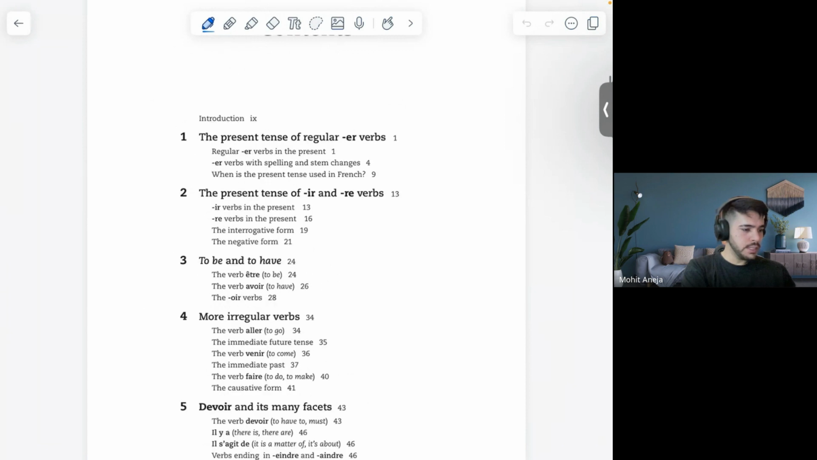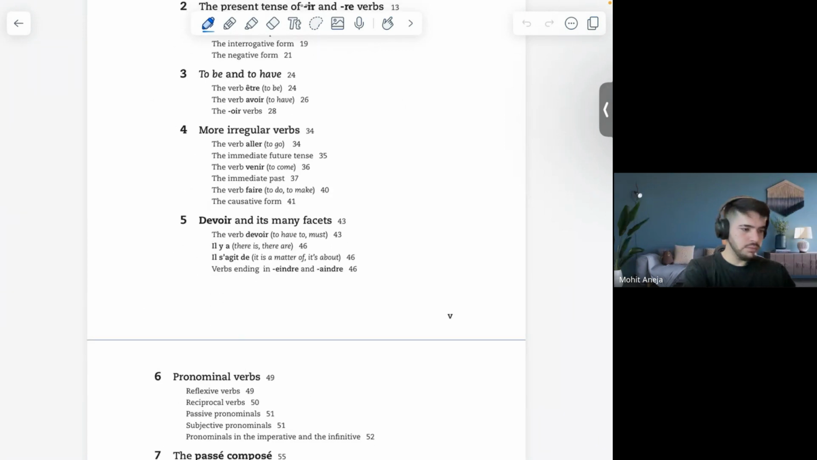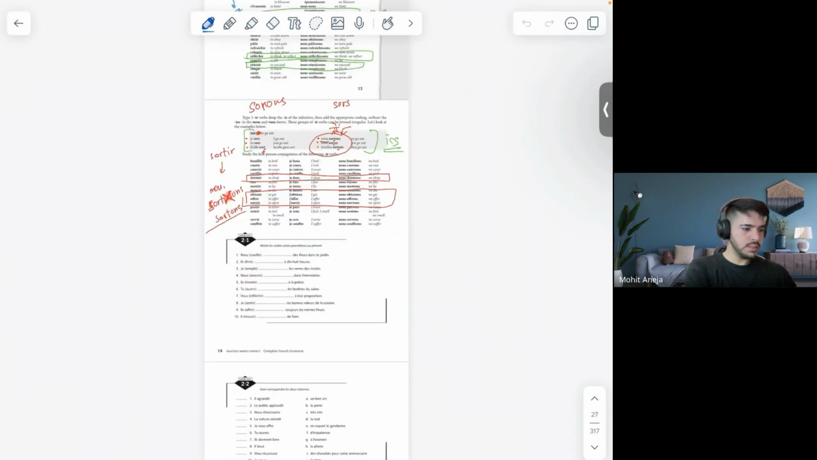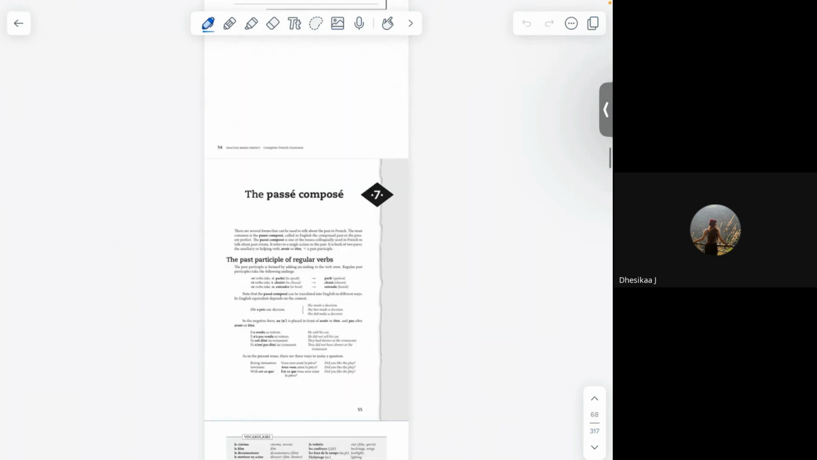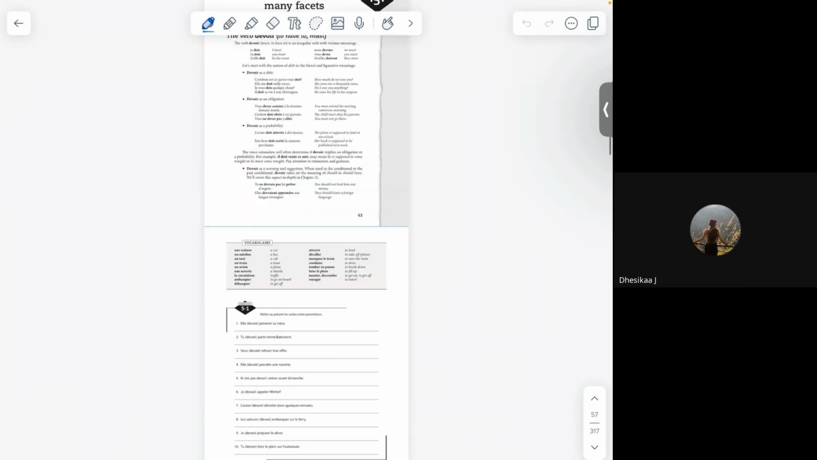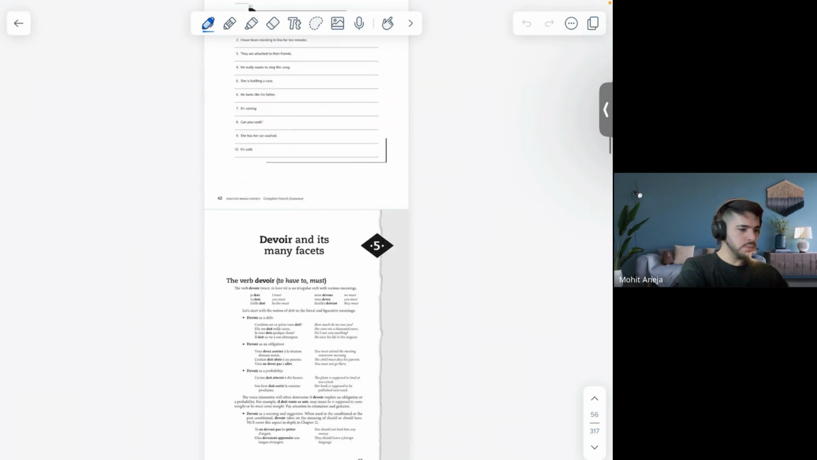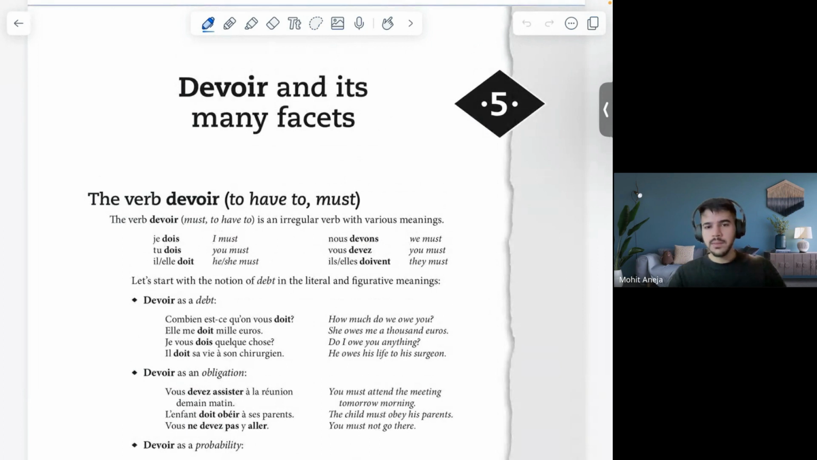Okay, where were we in the last class? I think we did the fourth chapter, right? We did the causative form as well. We have to start the fifth chapter from Devoir, right? Correct me if I'm wrong. Yeah, we completed the first four chapters in grammar, so we have to continue with the fifth one. Yes, I can see that we've done till the causative form. All right, so what we're going to do today is devoir.